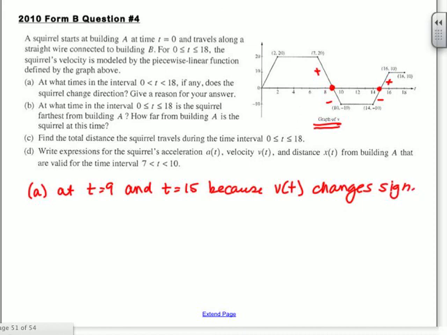B, at what time in the interval 0 to 18 is the squirrel farthest from the building A? How far from building A is the squirrel at this time? So I could do this by just looking at it. I could tell how far it was from building A. I mean, not the exact number, but I could tell. Where do you guys think that it's furthest from building A? At 9. Why do you say that, Rachel?